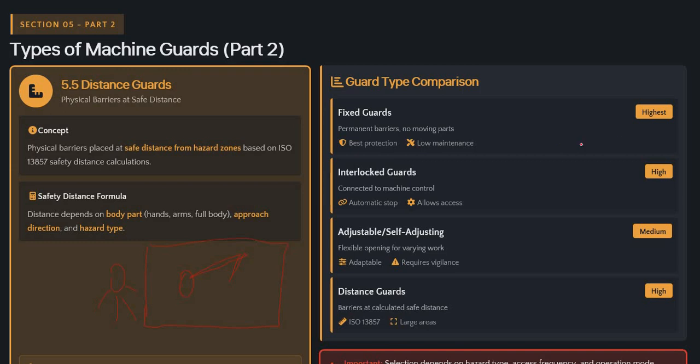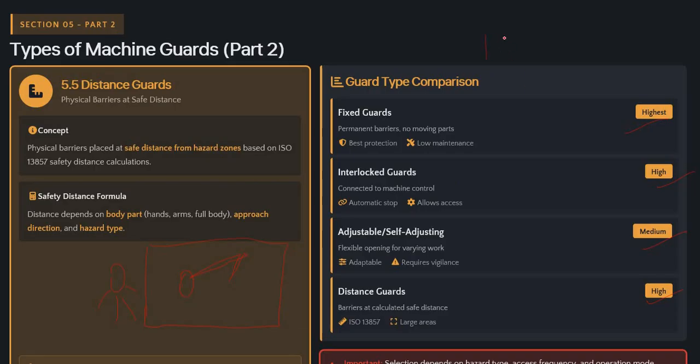And when it comes to the types of guards, there are fixed guards, interlock, adjustable, self-adjusting, and distance guards. Again, as I said, fixed guard is usually the highest. It is the highest safety we can get. Next is the interlock guard, and adjustable and self-adjusting are medium, and distance guards again are high.